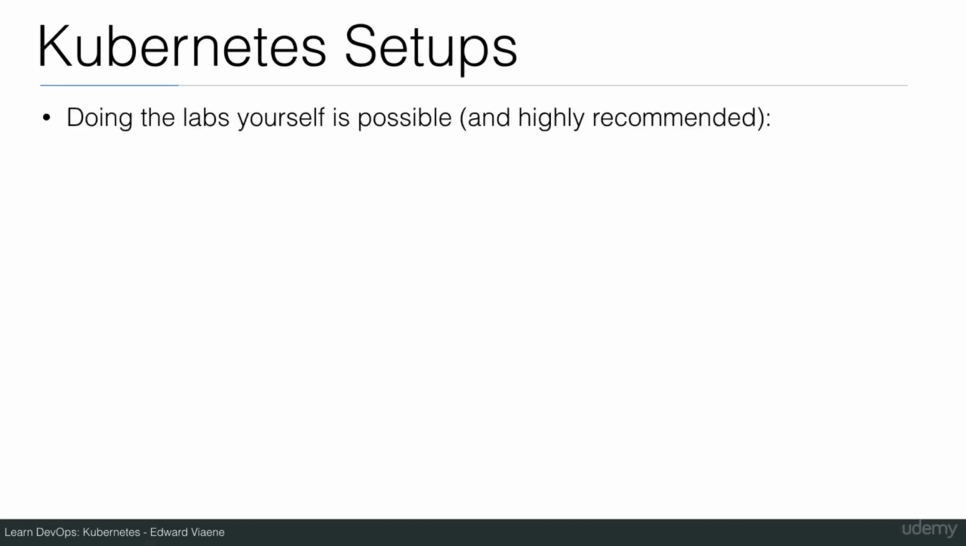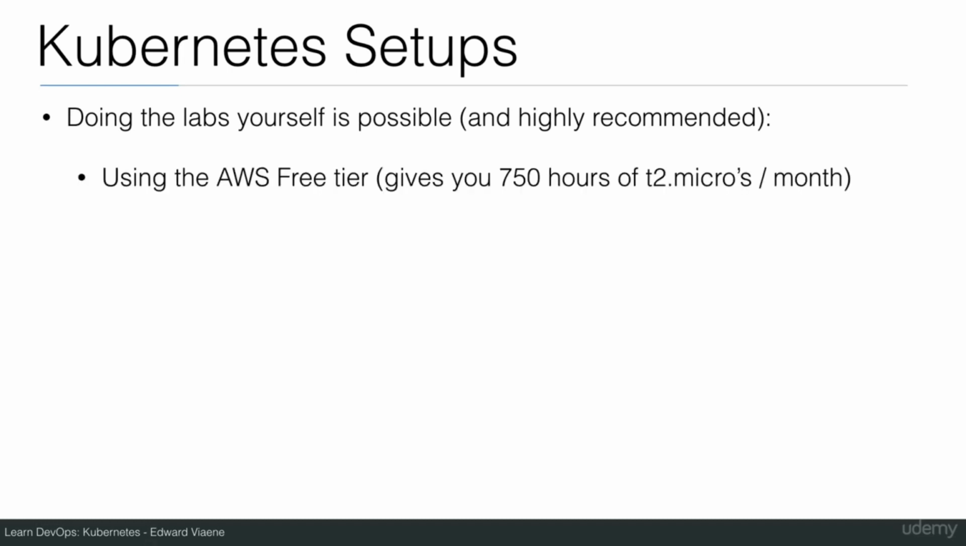Doing the labs yourself is possible and highly recommended, using the AWS free tier, which gives you 750 hours of T2 micros per month. So it's not just one T2 micro, it's 750 hours per month. So you can run multiple T2 micros as long as you don't exceed this number of 750 hours per month. The URL to sign up is aws.amazon.com.